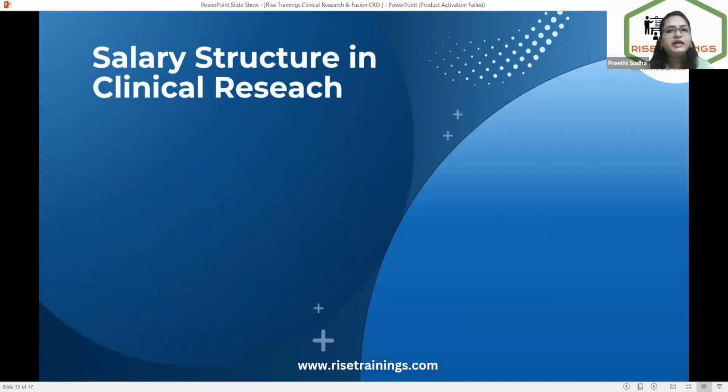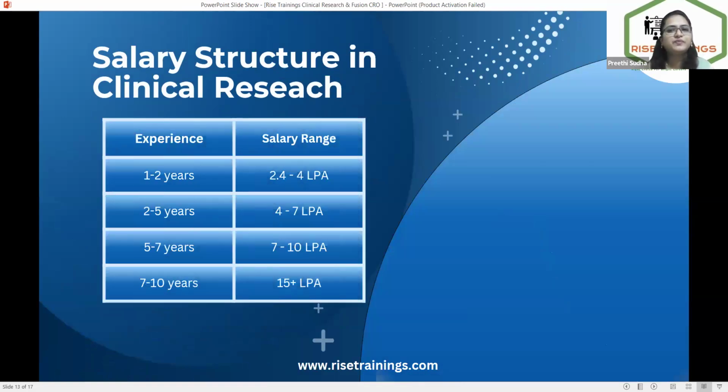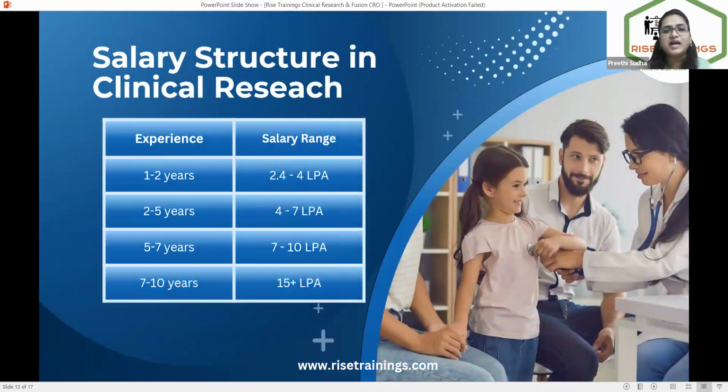Now, the very important one, the salary structure. How many of you are interested to know the salary structure in the clinical research industry? Raise your hands. Yes, I can see many hands. So the salary structure. It is not possible for me to explain the salary structure of all the job positions one by one, so I'll explain on a general basis. For each and every position, it's not possible.